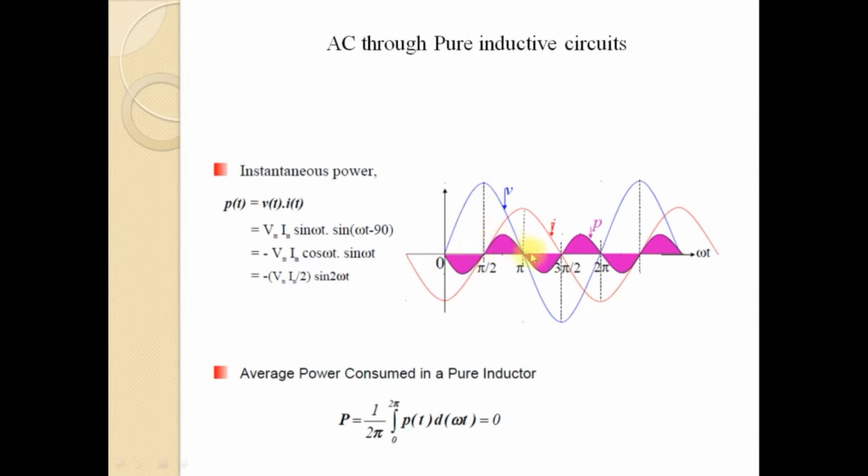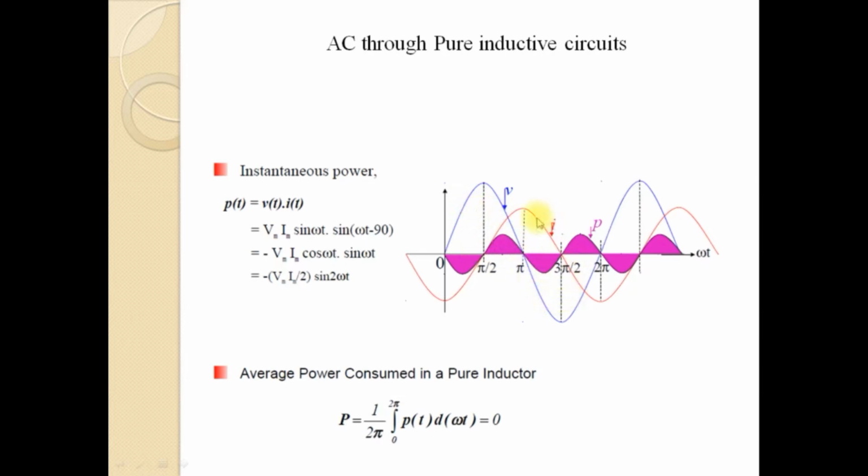So you can see that the frequency is double that of the voltage waveform, because a cycle of the voltage waveform starts from here and goes up to here. This is the time period of the voltage waveform, but for the power waveform you can see that it has completed 2 complete cycles. That means the frequency is double that of the voltage and current waveforms, and the period is half that of the voltage and current waveforms.